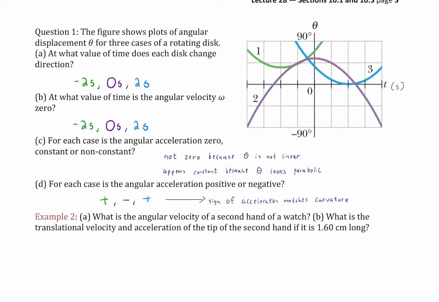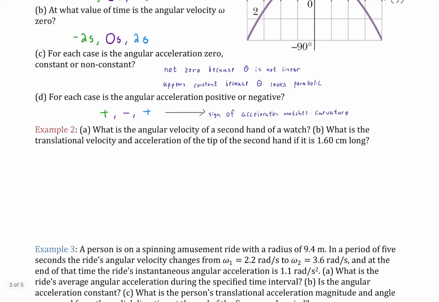And for each case, is the angular acceleration positive or negative? Well, that's the curvature. If the curvature is positive, which means it curves up, like a bowl that would hold water, then the angular acceleration is positive. The idea is that when you have a function, its second derivative is its curvature, and remember that alpha is the second derivative of theta. So the sign of the angular acceleration is the curvature of theta. Positive for the green one, negative for the purple one, and positive again for the blue.